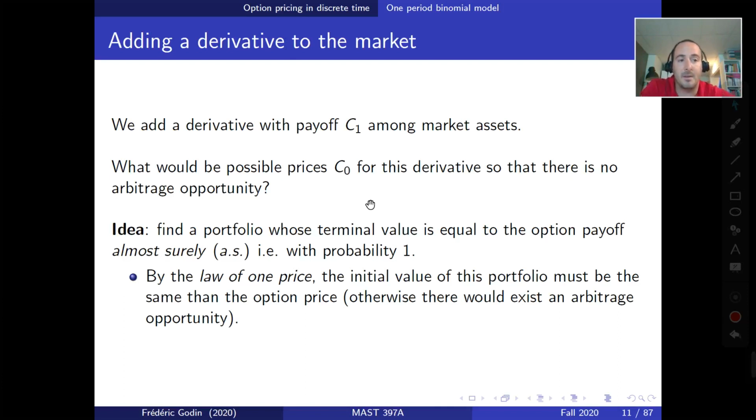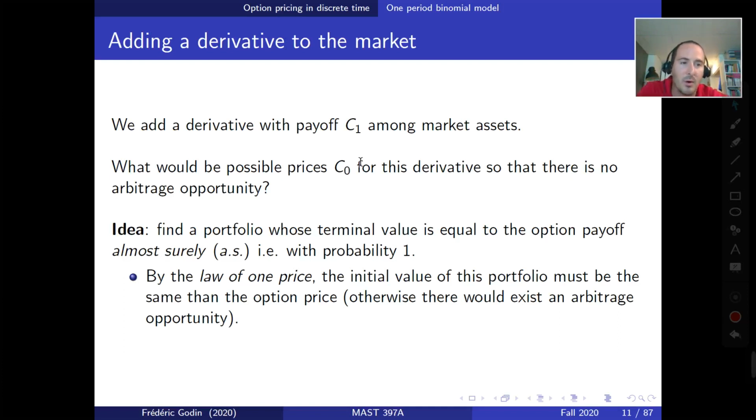So it makes sense to assume in our model the absence of arbitrage opportunities. And under the absence of arbitrage, we can try to deduce what should be the price of the derivative. So we are going to try to find a price C0 of the derivative or the option at time 0, which precludes the presence of arbitrage opportunities in our market.